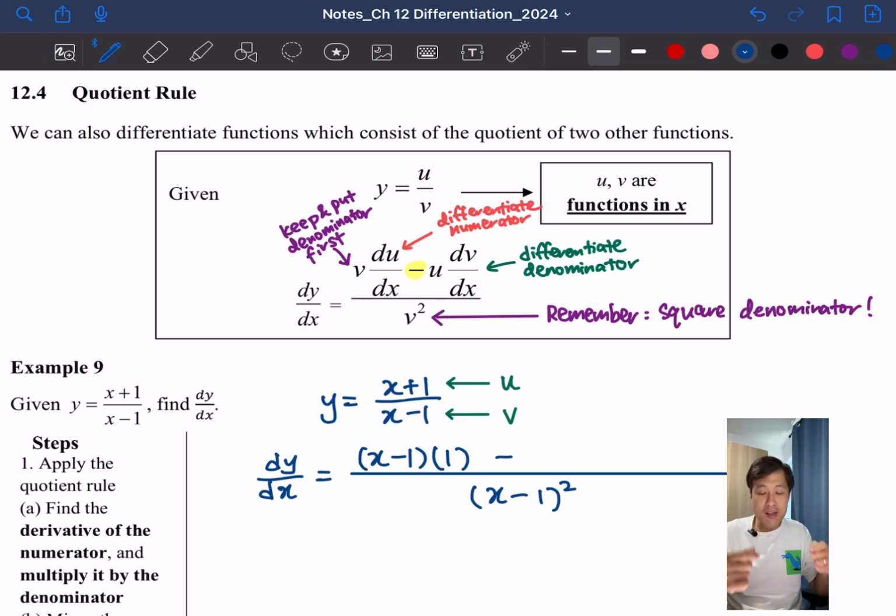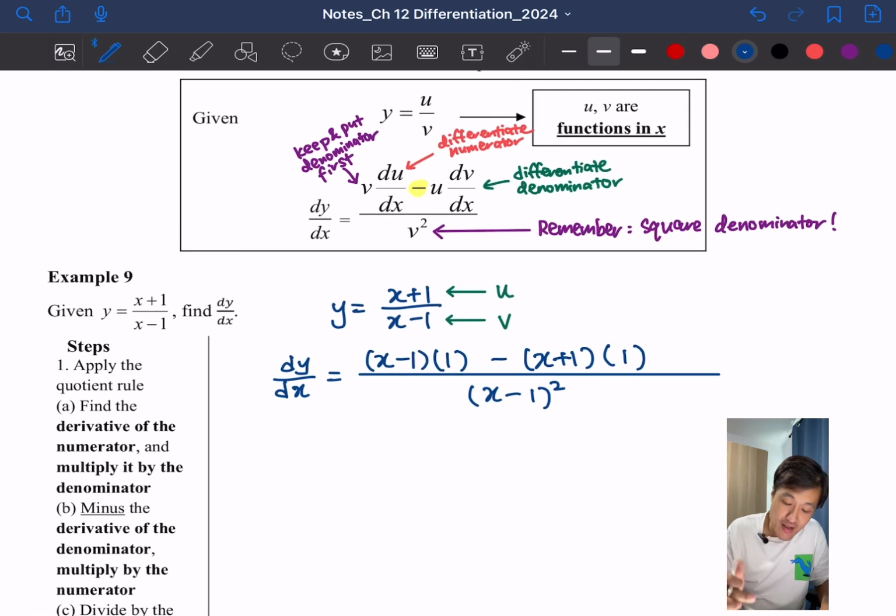Next, I've already differentiated the numerator, so now I keep it, which is x plus 1. Then I differentiate the other one, the denominator. Differentiating x minus 1 gives me 1 as well. So now I have formed the dy/dx using quotient rule. Next, of course, I want to simplify the numerator.